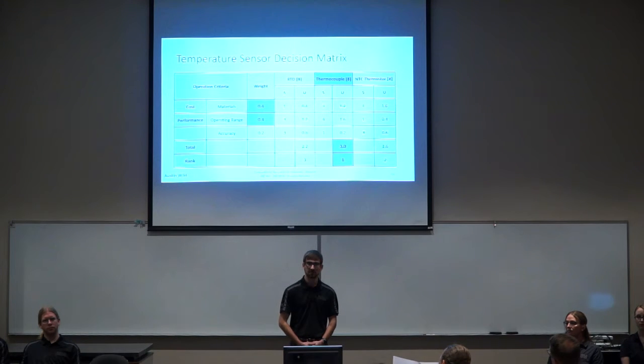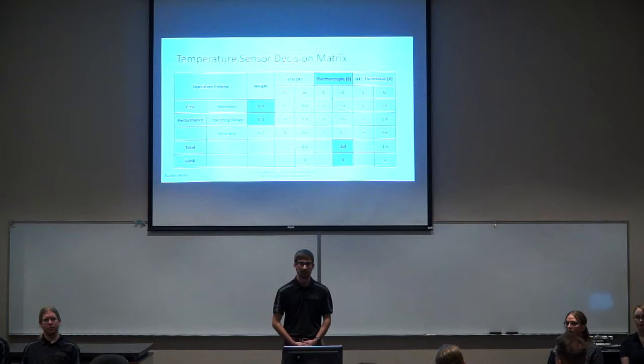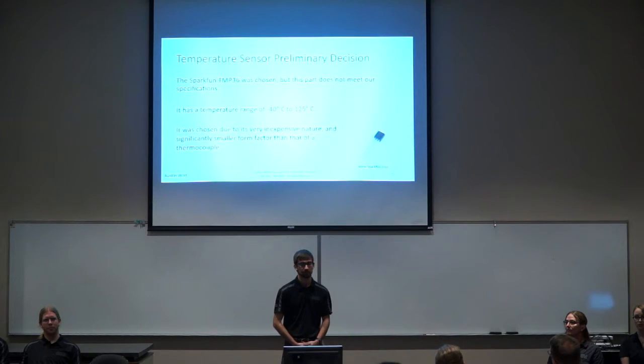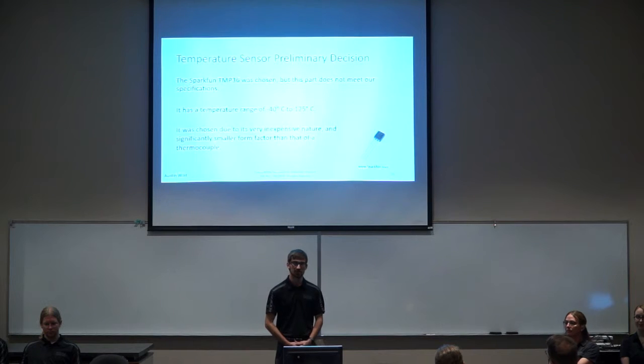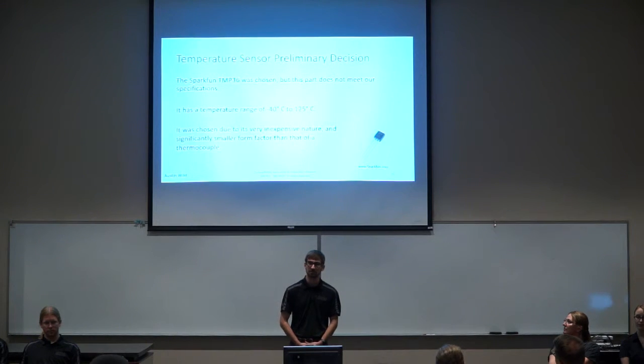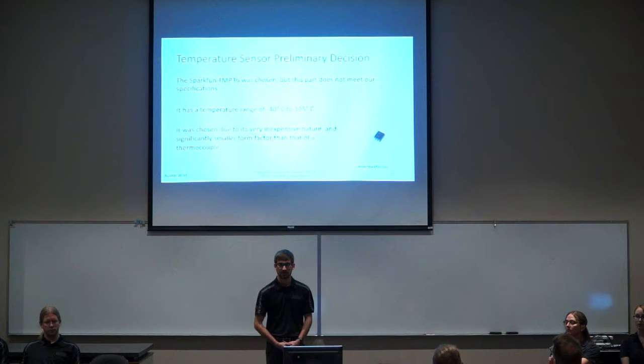This is the decision matrix for our temperature sensor. We're choosing between 3 different types of temperature sensors, and most heavily weighted criteria were materials and operating range. Due to this, among other criteria, the thermocouple was chosen. However, we are not using a thermocouple. We're using the Sparkfun TMP36, which is an RTD temperature sensor. An RTD measures changes in resistance to determine the temperature. It has an operating range of -4 degrees C to 125 degrees C, which does not meet our specifications.